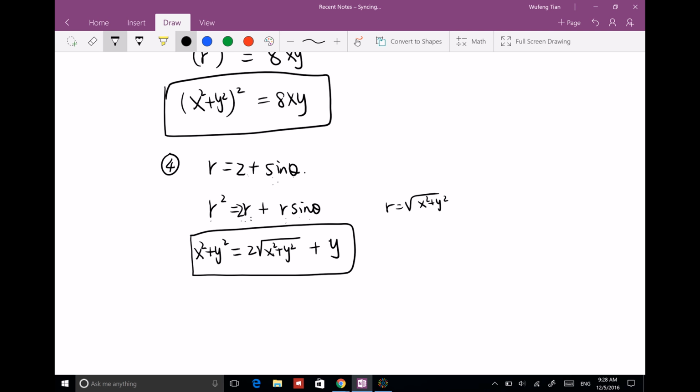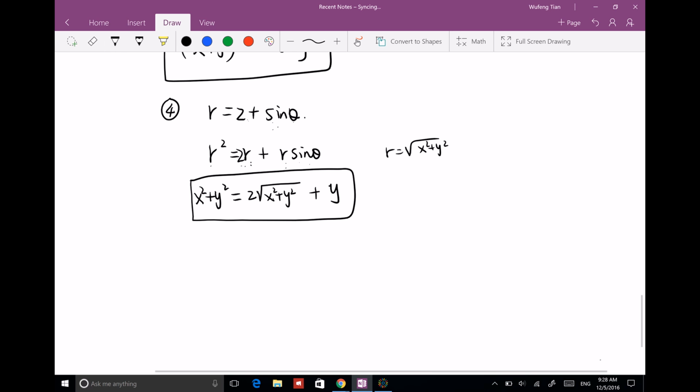Okay. As long as your equation does not have theta and r, and only has x and y, that's going to be a rectangular equation. Sometimes you can simplify more, sometimes you cannot, but most likely it'll be okay if you just write down this. So now everyone should get an idea of how to convert a polar equation to a rectangular equation.